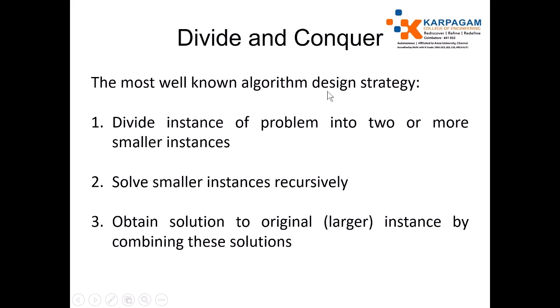In this strategy, we divide an instance of the problem into two or more smaller instances. That is, the entire problem is divided into a set of subproblems, and we try to solve the small instances recursively. Finally, we obtain the solution to the original instance by combining these solutions. These are the steps in the divide and conquer strategy.